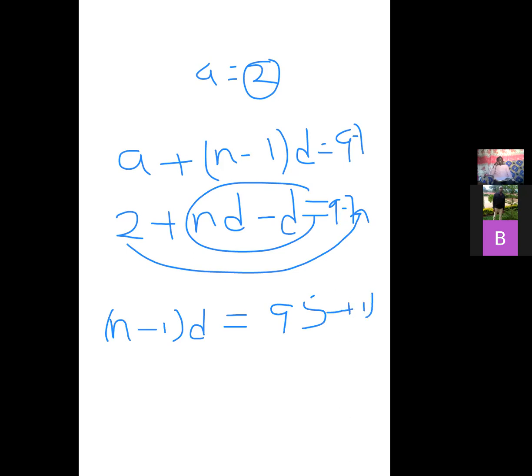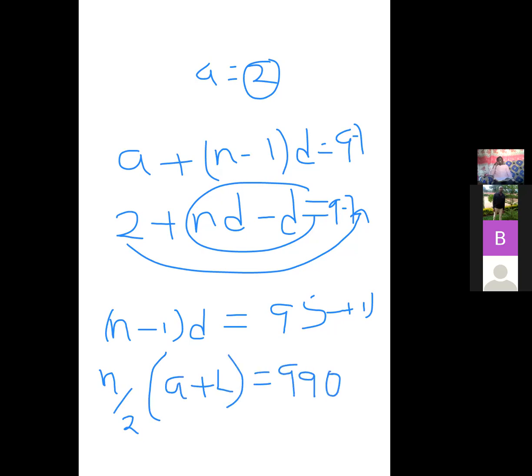It also says it has the sum of its first n terms equal to 990. So here now we apply the second formula, the one we have given for the sum: n over 2 (a plus l). Sorry, not a, but n over 2 times, that l. Yes, that one, the first formula.